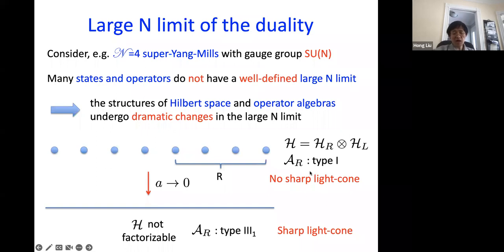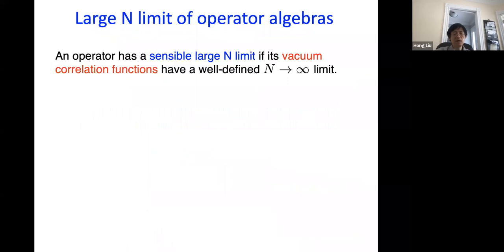So if you're on a lattice, you never have a sharp light cone. There's always some exponential tail that can leak way outside of the light cone. So we see that this kind of structure is actually crucial for the emergence of sharp causality. Not approximate causality; on the lattice, you already have approximate causality. But if you want to have a sharp notion of causality, then you must have this non-factorizable structure and the type III_1 algebra.